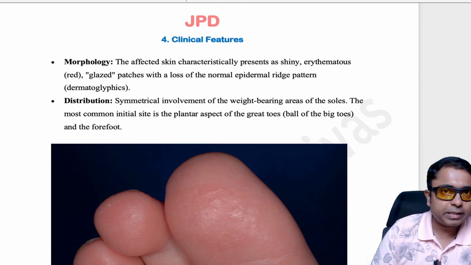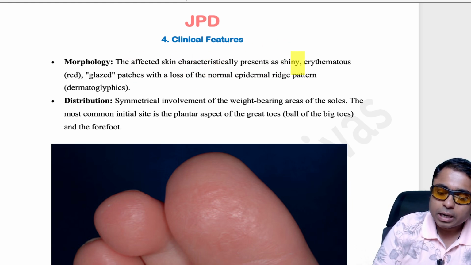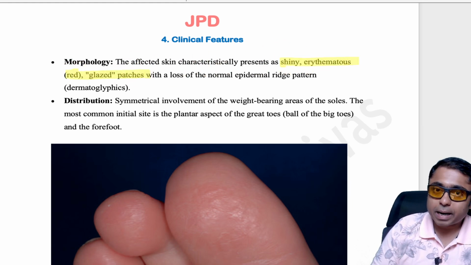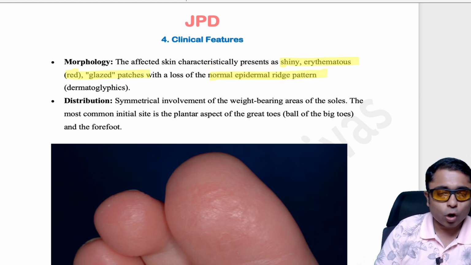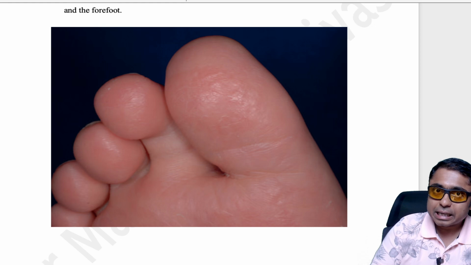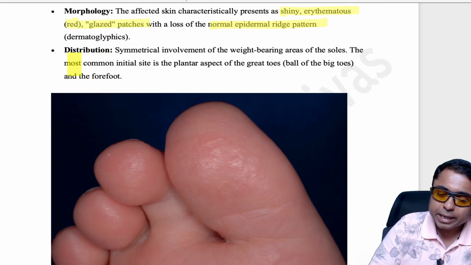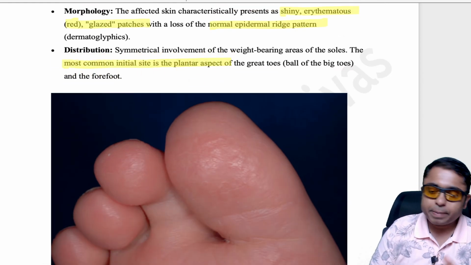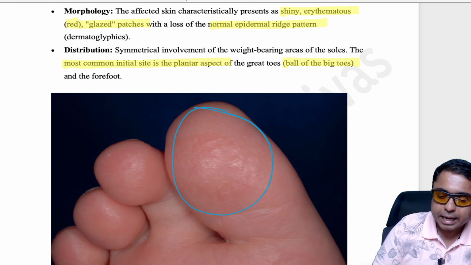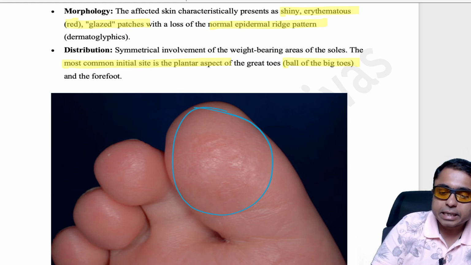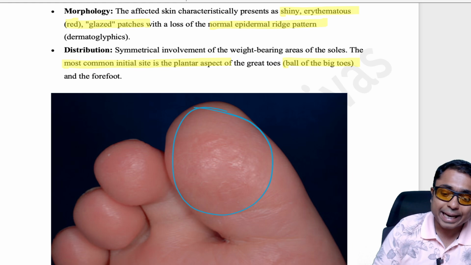Coming to the clinical features, how is juvenile plantar dermatosis going to present clinically? Just like I have told you, shiny erythematous glazed patches with loss of the normal epidermal ridge pattern, that is, dermatoglyphics will be lost. You can see this is the great toe, which is the most common initial site for the development of JPD, that is the ball of the big toes. Here you can see there is some inflammation, a redness you are able to see, and also the surface of the skin is very shiny. This is what is called glazed skin appearance.